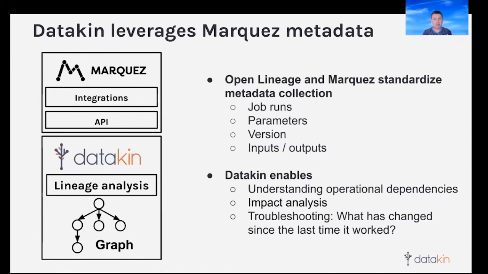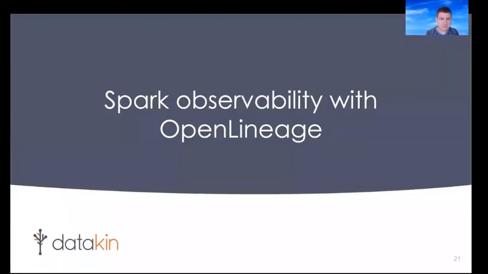And when Marquez and OpenLineage standardize metadata collection, when did the job run? What were the parameters? What versions of the input and output did it consume? All that is standardized and collected in Marquez. And in Datakin, we can do deeper analysis on top of that same data.